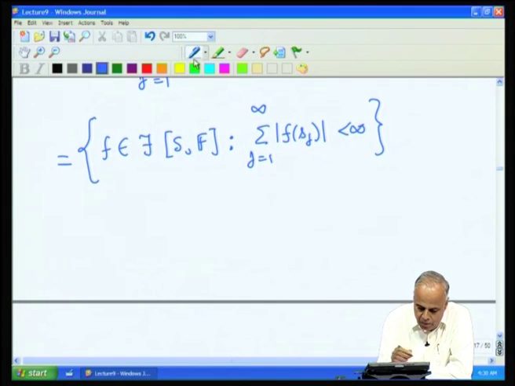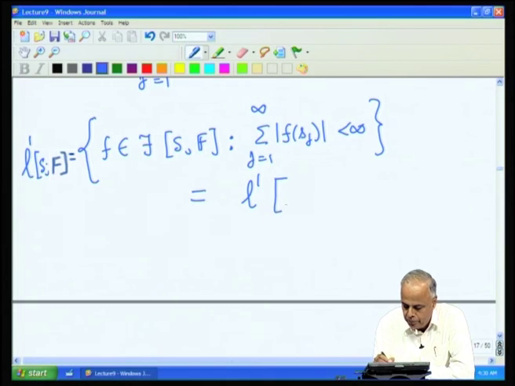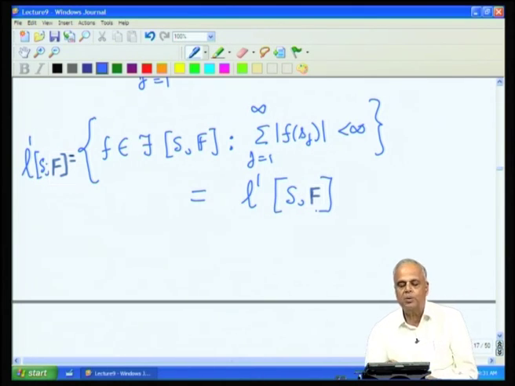This is now denoted by l1(S, R). So, this is the space l1(S, R). So, it is not all functions from S to R. Among the functions from S to R, we only choose those functions for which the sum is finite.